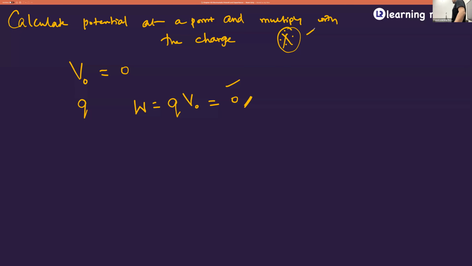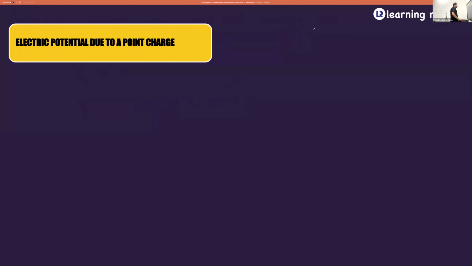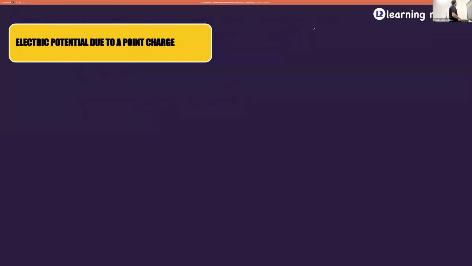Now, shall we do some problems based on potential? So, you understood both the formula, right? Now, go to 2.1. Look at example 2.1. So, example 2.1. So, what does the question state?